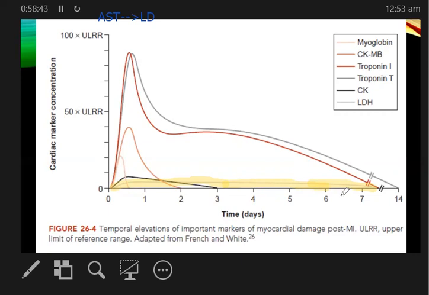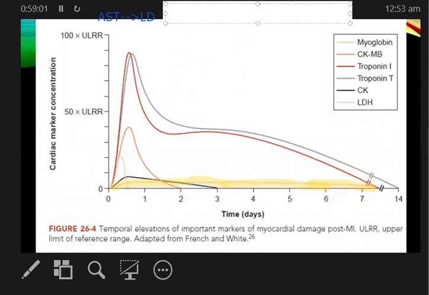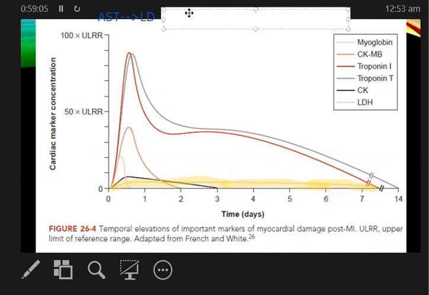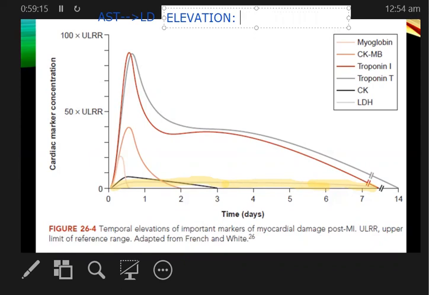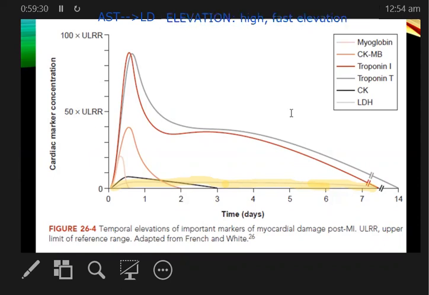Before I move on, when it comes to the criteria in choosing the best cardiac marker, what we want is a very high elevation and an elevation that is fast. So I repeat, what do we want in choosing the best cardiac marker? High and fast elevation. So in general, this is our basis in choosing the best cardiac marker.